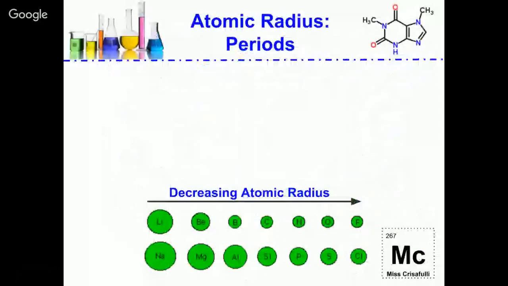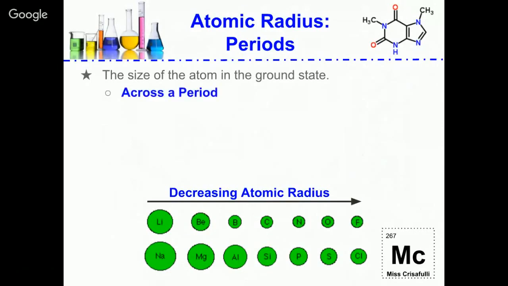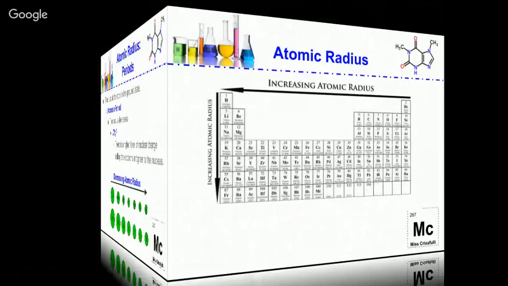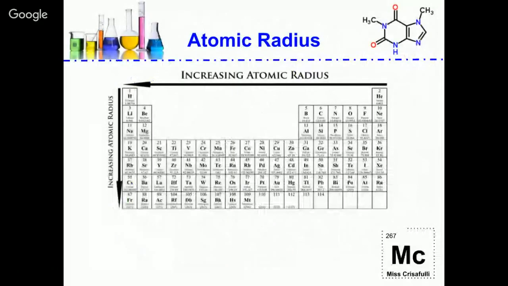So what happens to the atomic radius as you go across a period? Remember, the size of the atom in the ground state is what the atomic radius is. As you go across the period, the radius decreases. This happens because there is a higher level of nuclear charge pulling the electrons in tighter towards the nucleus. So overall, atomic radius is going to increase going from right to left on the periodic table and then from top to down.